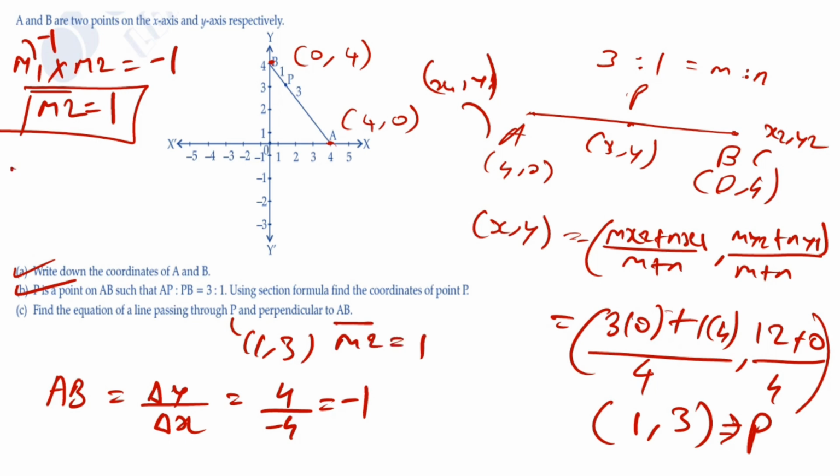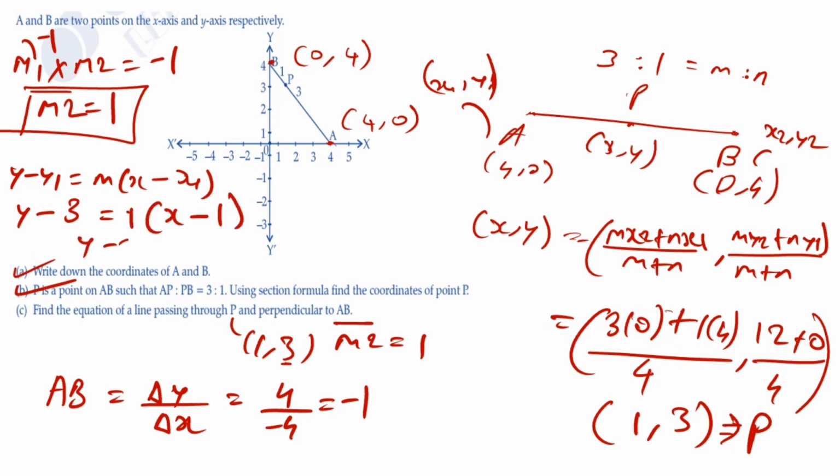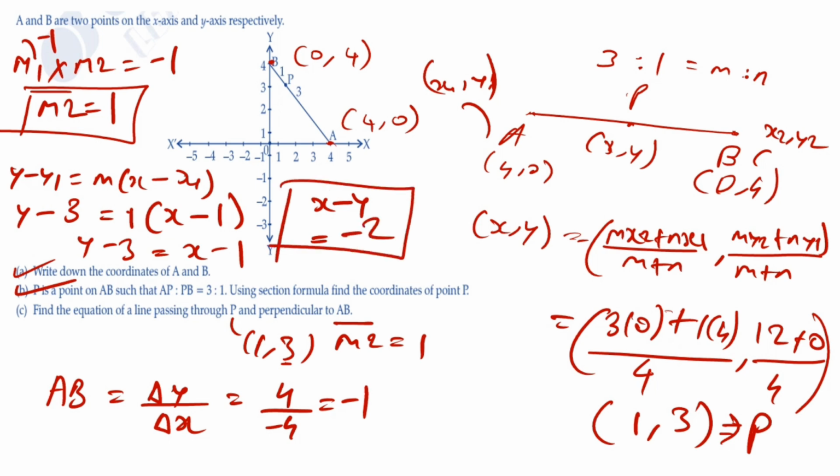Now we can use the slope point form: y minus y1 equals m times (x minus x1). So y minus 3 is equal to slope 1 into (x minus 1). Y minus 3 is equal to x minus 1. Rearranging, x minus y is equal to minus 3 plus 1, which is minus 2. That is the equation of the line perpendicular to AB and passing through point P. The answer is x minus y equal to minus 2.